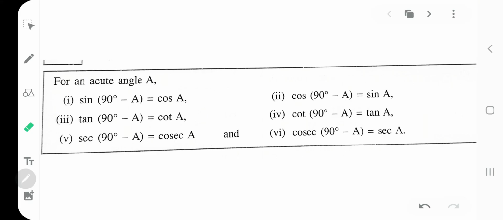Good morning, dear kids. Today I'll be taking you through exercise 21C. Before starting that exercise, I need to tell you a few points, a few properties.